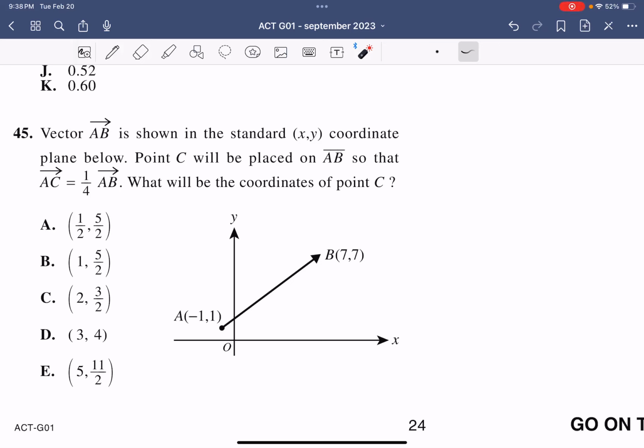Question 45. Vector AB is shown in the standard coordinate plane below. Point C will be placed on AB so that AC is 1/4 of AB. What will be the coordinates of point C?